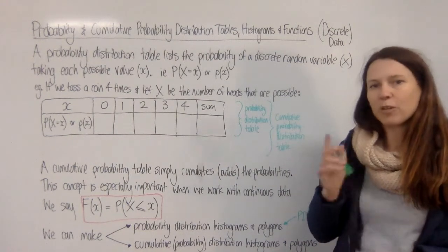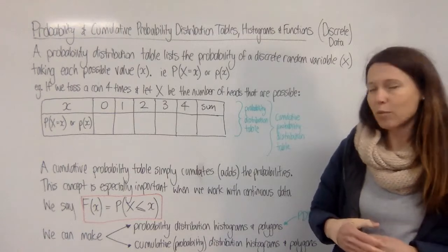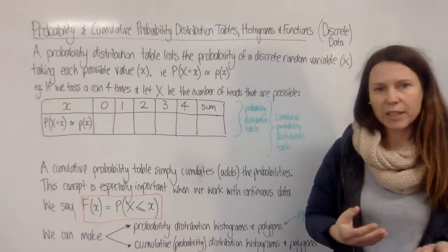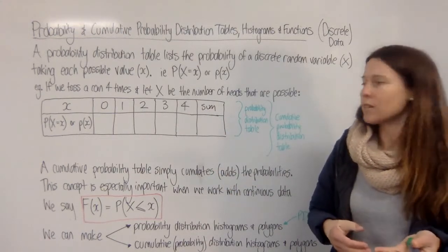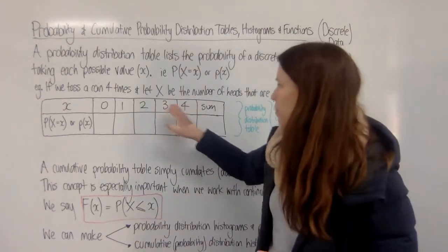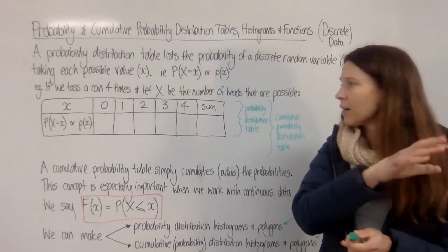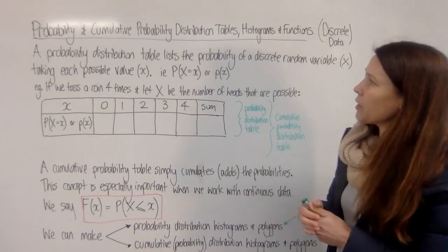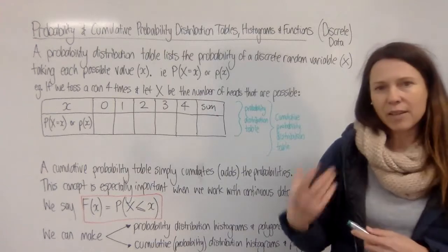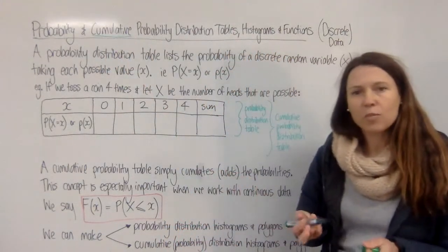In Year 11, we already looked at how to make a probability distribution table, something like this, using discrete data. Now remember, discrete data is data where each data point is a unique number that is separate from the number beside it, so they can be easily categorized. And today we are going to look at how to extend our knowledge into cumulative probability distribution tables.